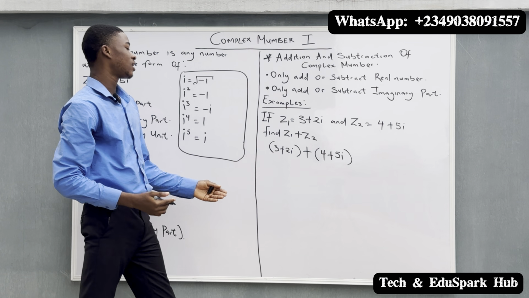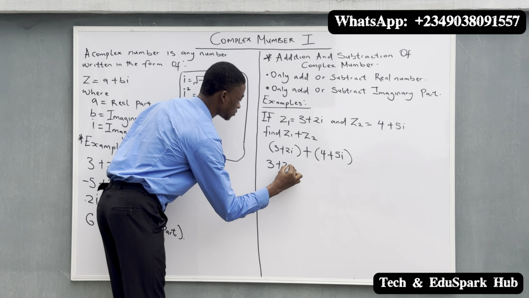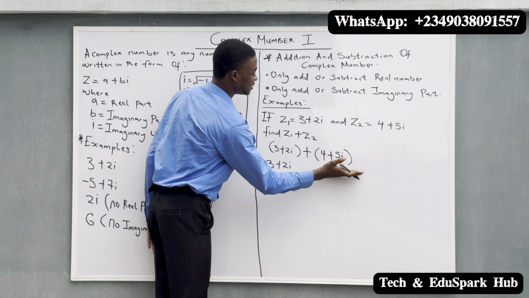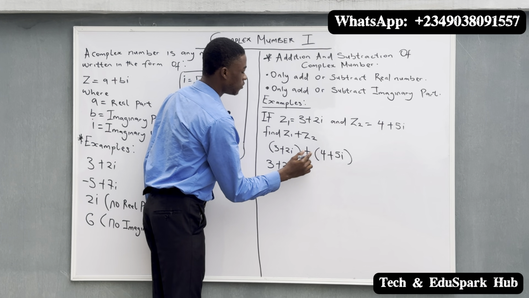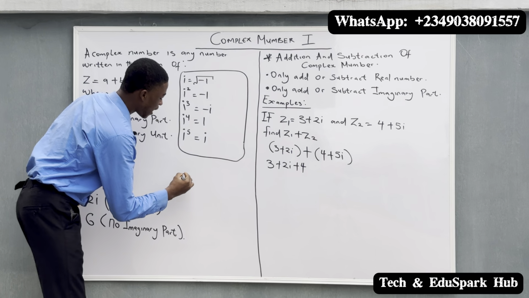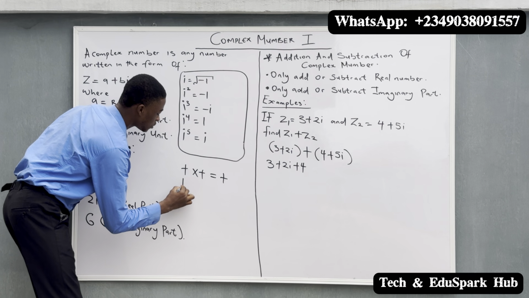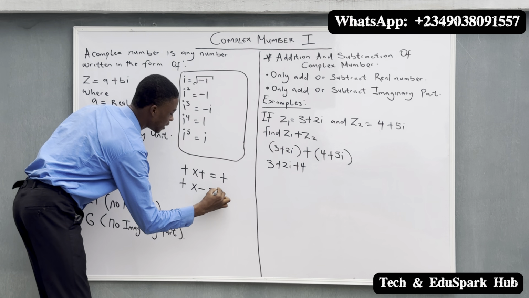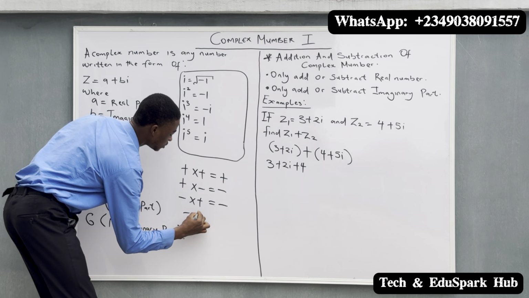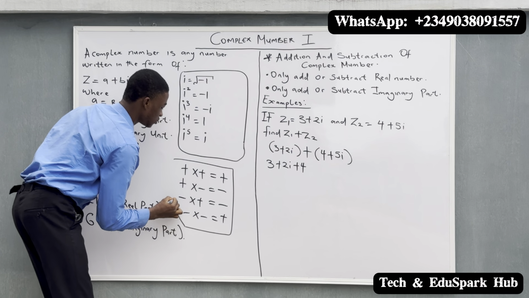So how do we add this together? All you just have to do is to rewrite this 3 plus 2i again. And you use this sign, which is the addition that we are looking for, to multiply everything that is in the second bracket. So plus multiplied by 4 will give you plus 4. Let me just write the basic arithmetic shortcut here. We have plus multiplied by plus to give us plus. We also have plus multiplied by minus to give us minus, and minus multiplied by plus will give us minus, and minus multiplied by minus will give us plus.